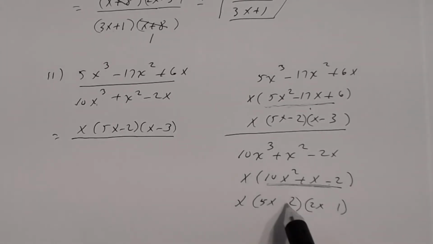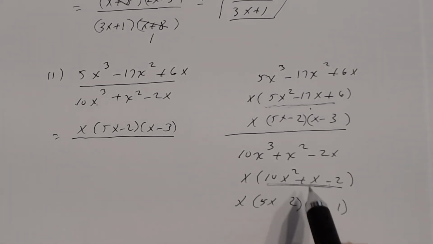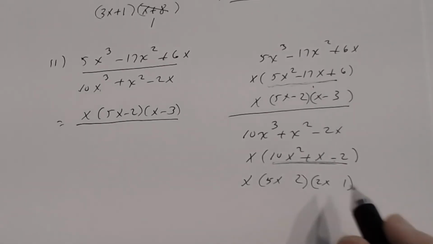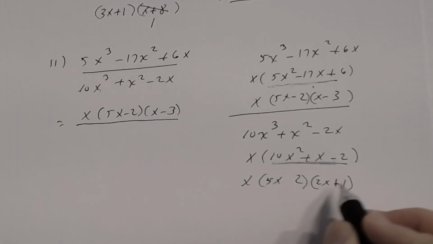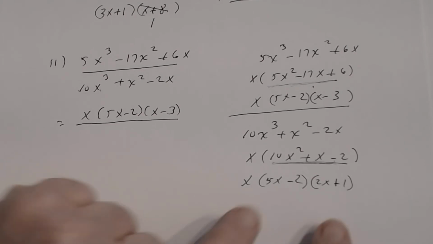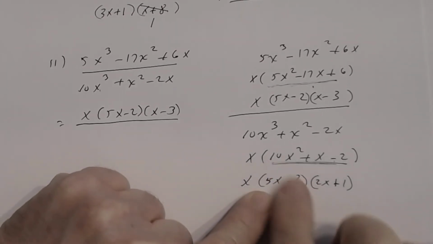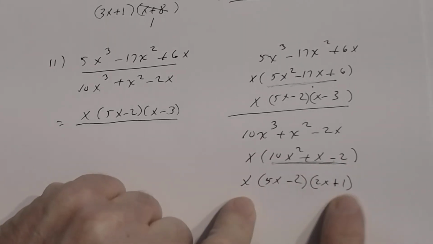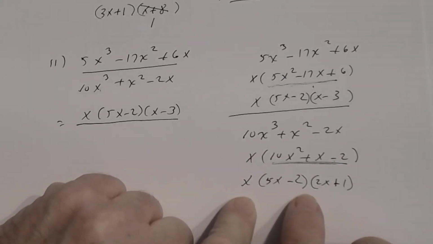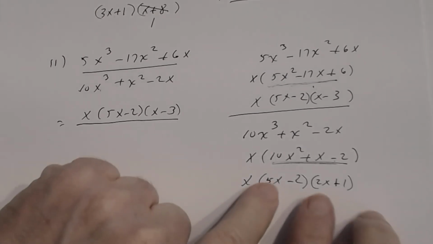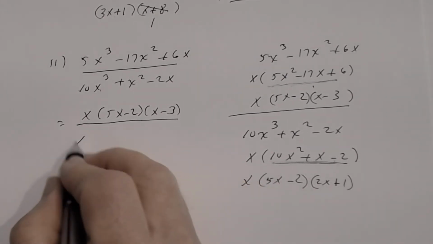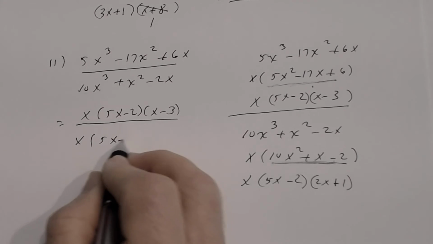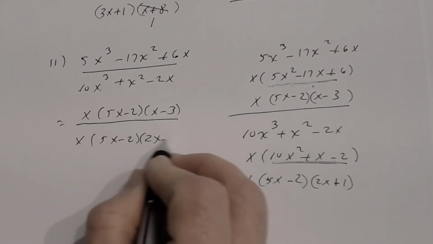Last sign's negative, so these signs are different, and you want the outer and the larger absolute value to be a positive. So that means this is going to be plus and this is going to be minus. Now double check it. 5x times 2x is 10x squared. A negative 2 times a positive 1 is a negative 2. The outer is 5x. The inner is a negative 4x. When I add them up, I get positive x. So that goes here. So x times 5x minus 2 times 2x plus 1.